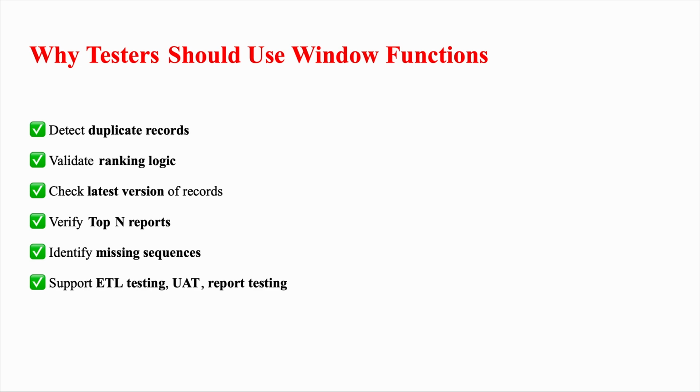Now, why should testers care about window functions? Because they help us test things that are otherwise hard to check. You can use them to detect duplicate records, check ranking logic, validate that reports show the latest record, verify top n results, identify missing sequences, and support ETL testing, UAT, and report validation. So, window functions are a really useful addition to your SQL testing toolkit.